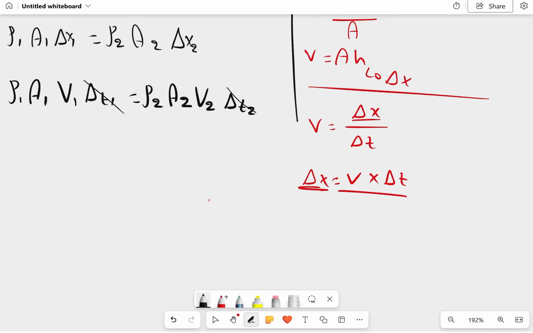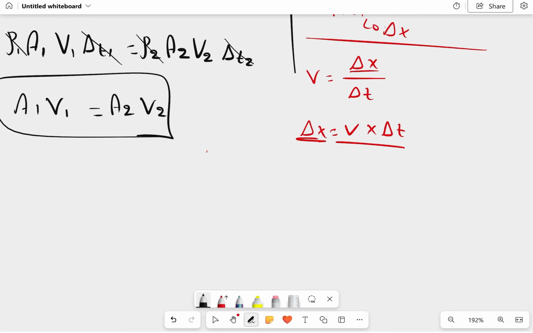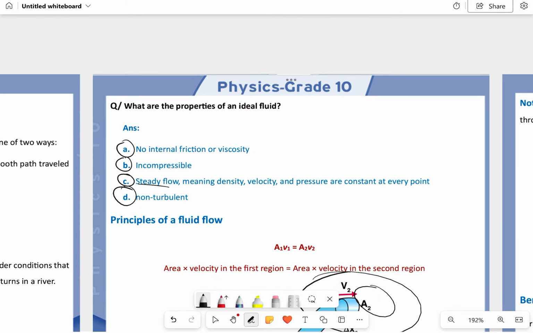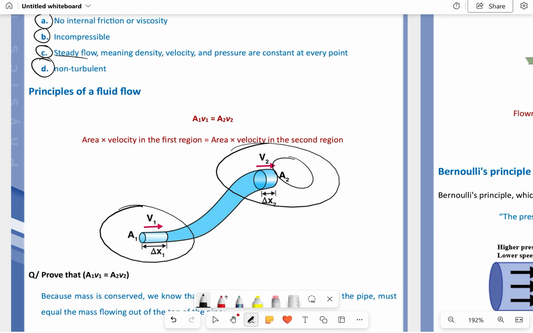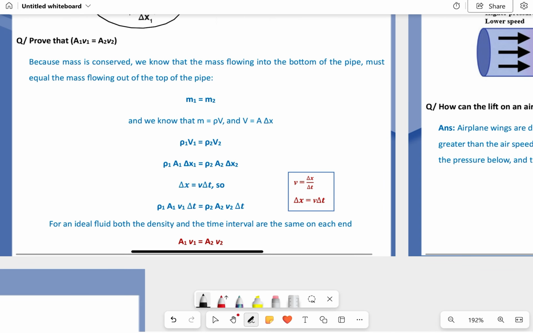And also, the fluid does not change, so density is also the same. So you have the final equation, which is A1 multiplied by v1 is equal to A2 multiplied by v2. This is called the continuity equation, meaning the mass that enters a system is equal to the mass that leaves the system. And this is the proof here, if you want to write this down.